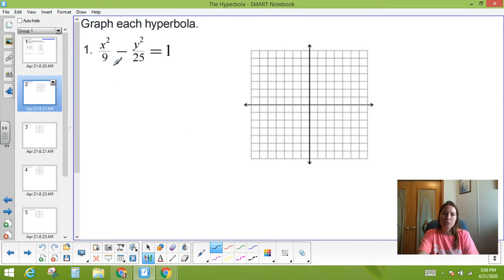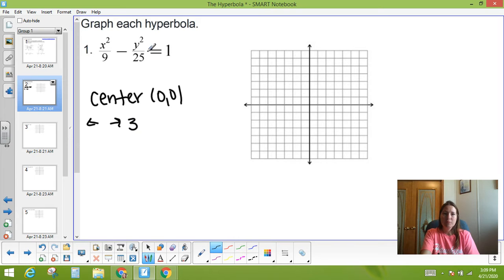All right, so for this one, we are going to have a center at 0, 0. We are going to go left and right 3, and we're going to go up and down 5. So start at 0, 0, go left 3, go right 3. I just said that backward of what I did. I understand that. Up 5, down 5.